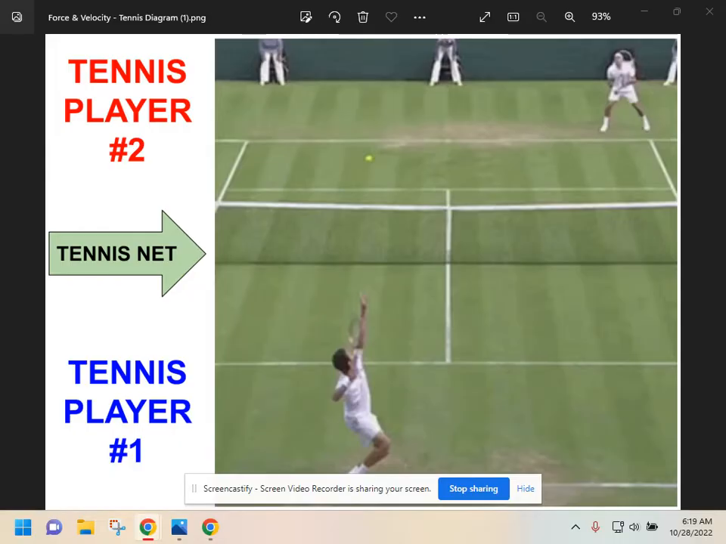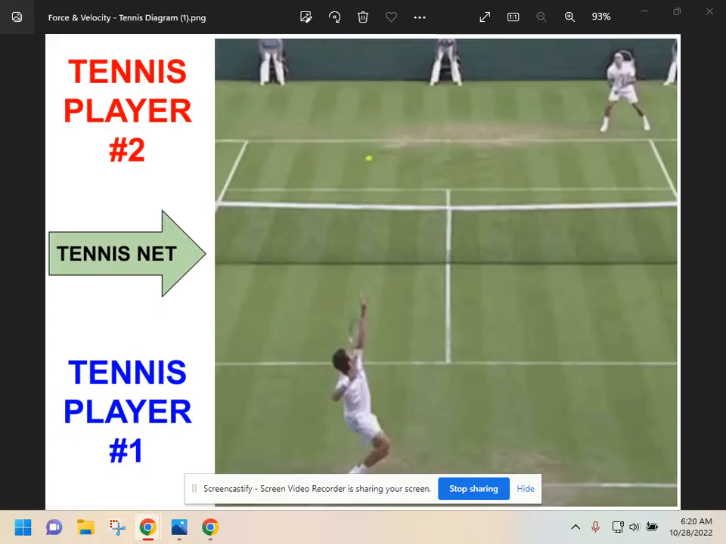So if we're looking at our diagram here, we have a set of players here. Tennis player 1 is on the bottom, 2 is on the top. Tennis player 1 is serving to 2, and they hit the ball in different ways at one another as they play the game of tennis over the net.